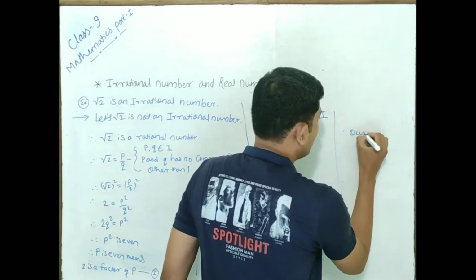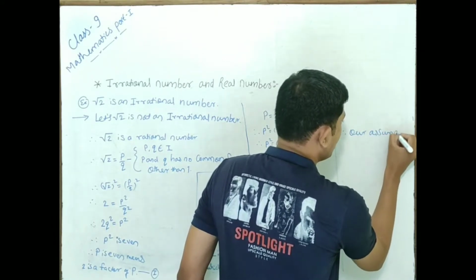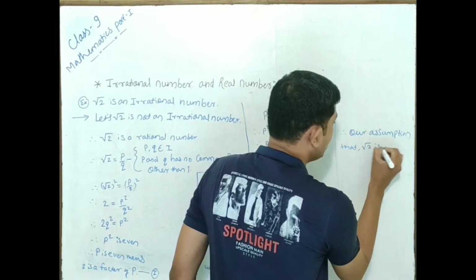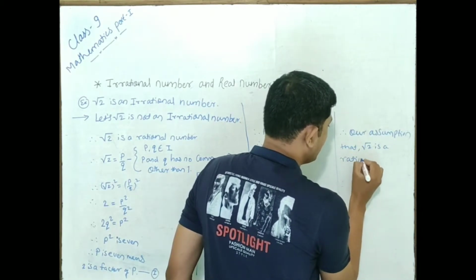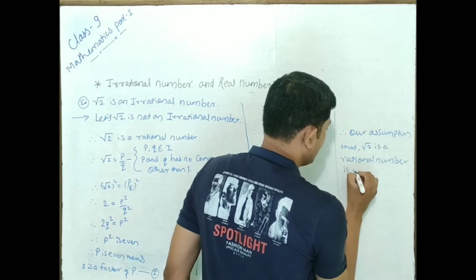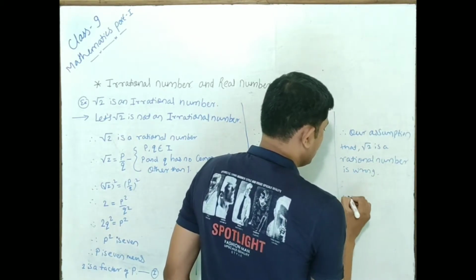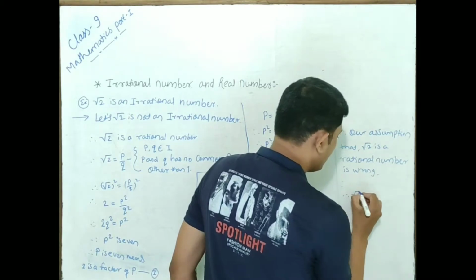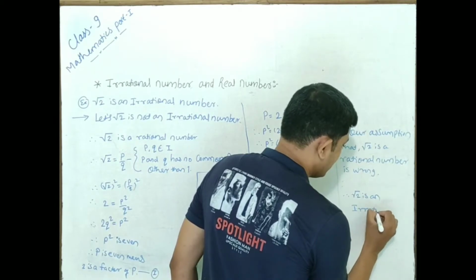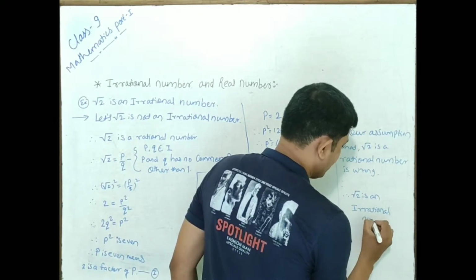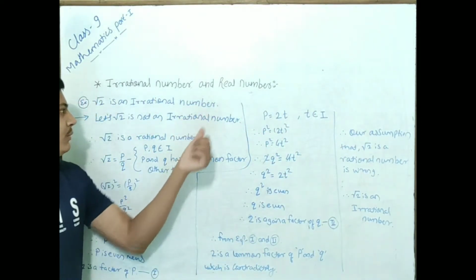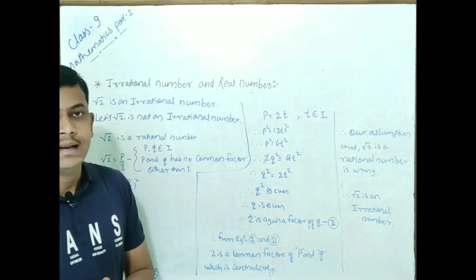Therefore, our assumption that root 2 is a rational number is wrong. It means that root 2 is an irrational number. In this way, we have proved the given example with the help of indirect proof.